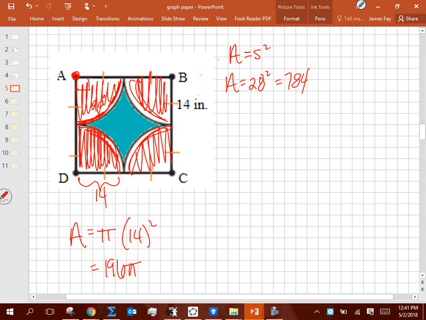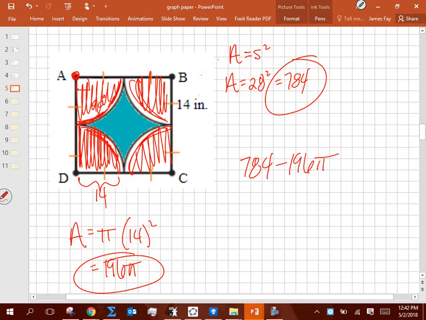You know, take scissors and cut those things out. Cut those red regions out and then reorganize them. Do you get a circle? Okay, and we can find the area of that circle by pi r squared. So now what am I going to do with those two numbers if I want to find the blue region? Subtract them. Which one's bigger? Okay, so 784 minus 196 pi. And that's what we're looking for. You can change that to a decimal as you see fit.